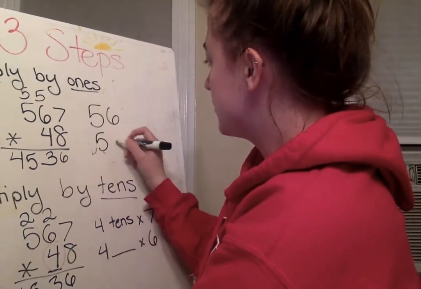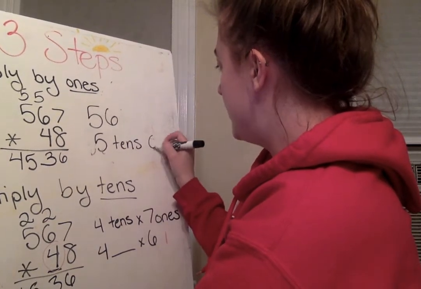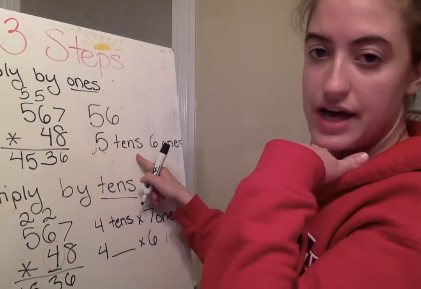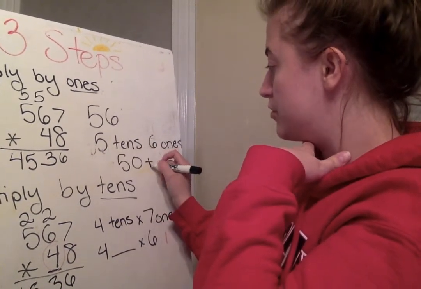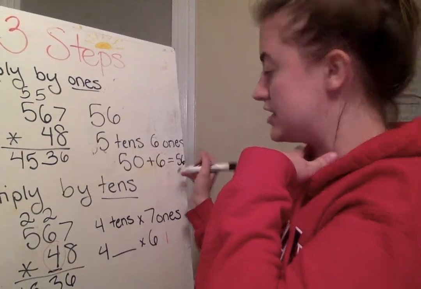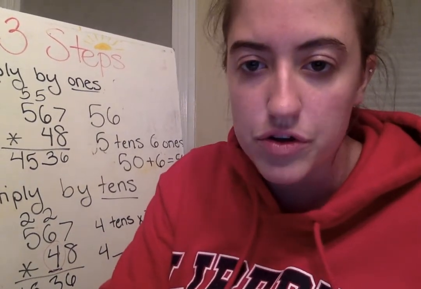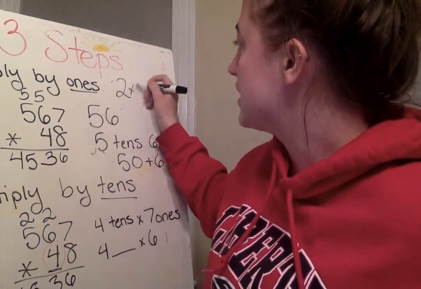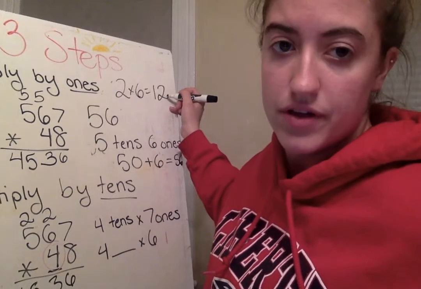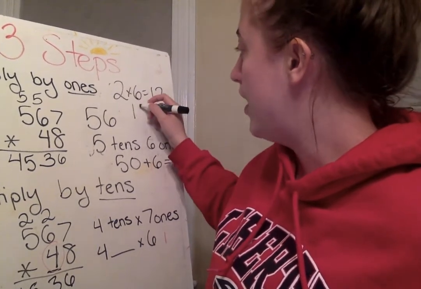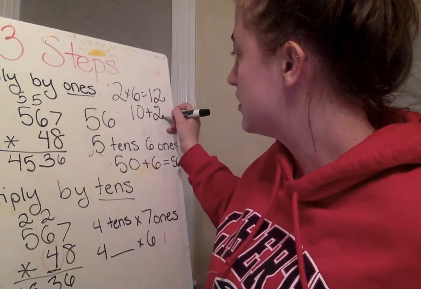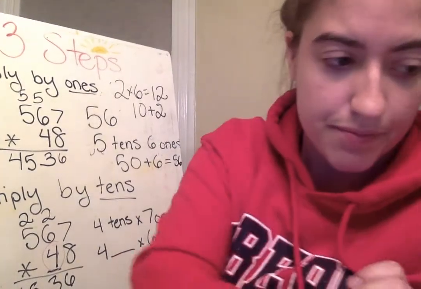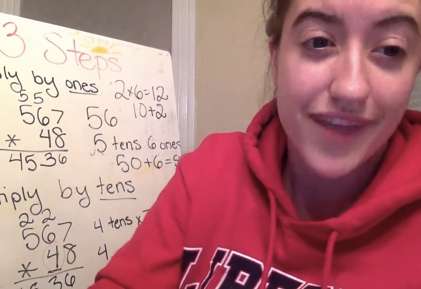So 56 could be written as 5 tens and 6 ones, because we know that 5 times 10 equals 50, plus 6 equals 56. So that's why your first blank on your paper says 2 times 6. So we know 2 times 6 is 12. Or you could say 10 plus 2 ones. So that's the first blank on your paper. And that's what they want you to do as you go through it.